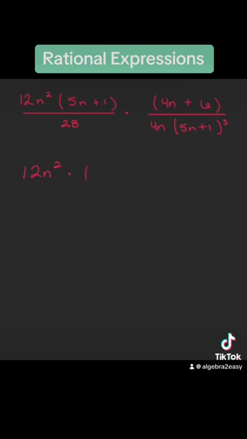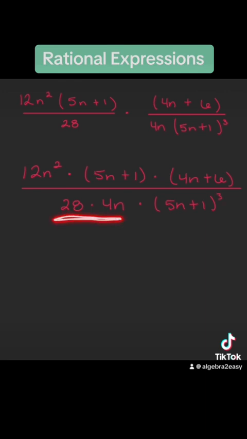12n squared times the quantity 5n plus 1 times another quantity 4n plus 6. All of that is my numerator, and my denominator is now 28 times 4n times 5n plus 1 cubed. Now, some of you may want to go ahead and multiply the 28 and the 4. I don't want to. If I multiply that together, I'm going to have a large number, and I really don't want to work with a large number. I'd rather work with the smaller numbers.